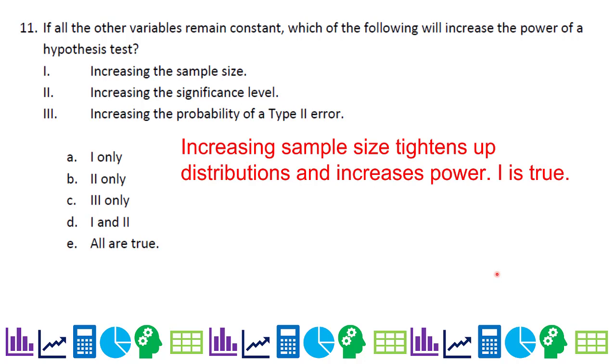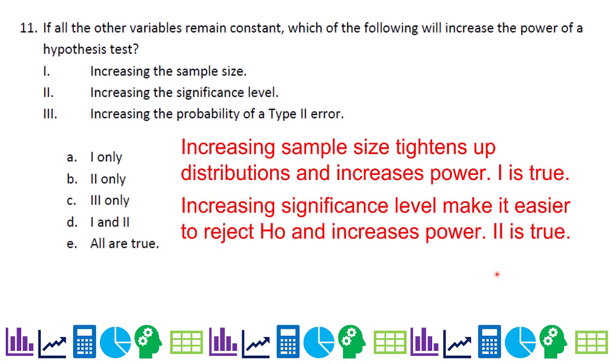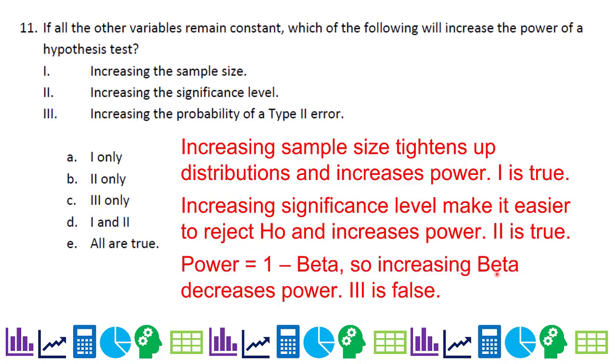So 1 is true. Increasing significance level makes it easier to reject H0 and increases power. 2 is true. Increasing the probability of a type 2 error, which is beta, well, power is 1 minus beta, so increasing beta decreases power, so 3 is false.